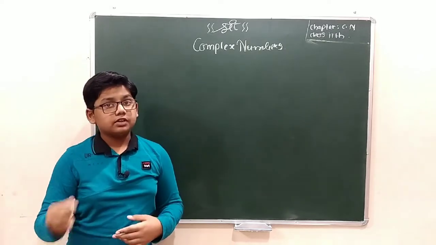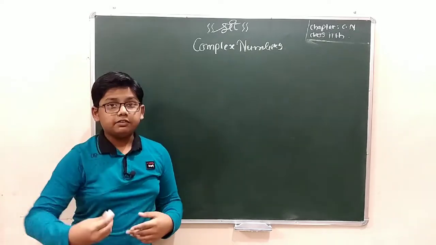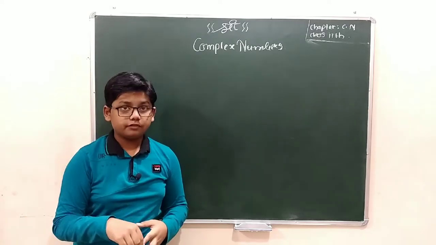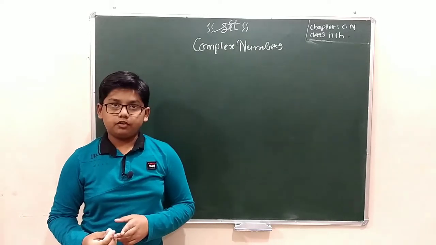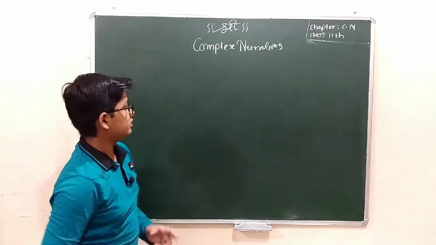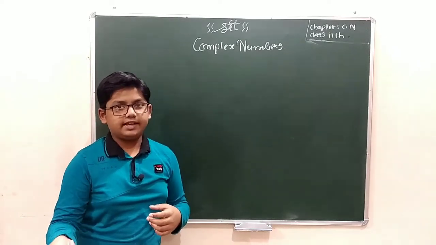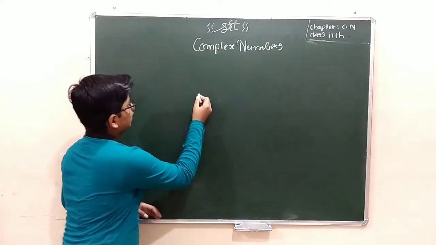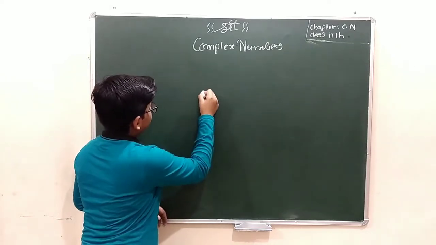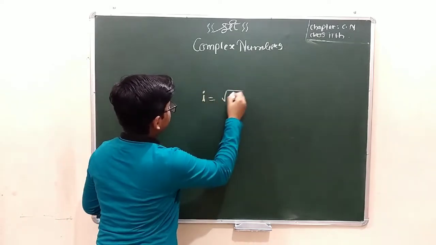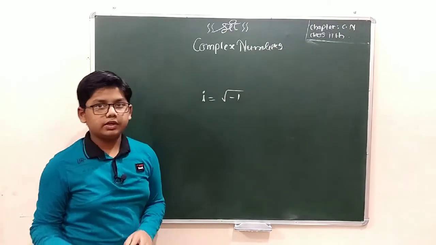Now in this video, we are going to learn about powers of i, modulus of complex number and argument of complex number. First, we are going to learn about the powers of i. What is i? i is iota, which is the imaginary number. i is equal to square root of negative 1.